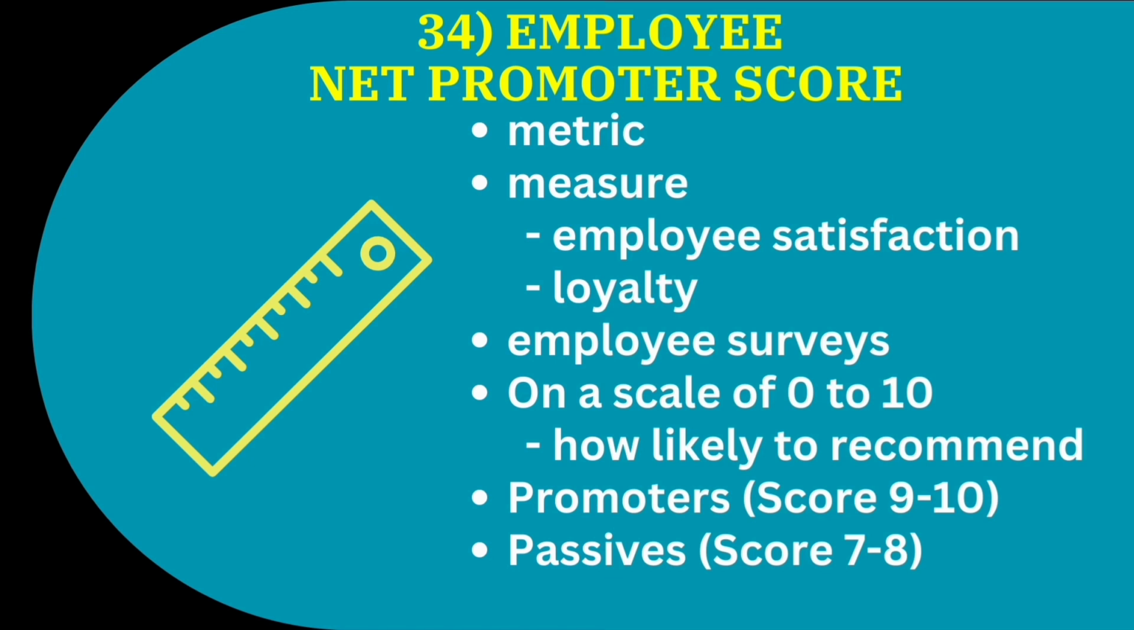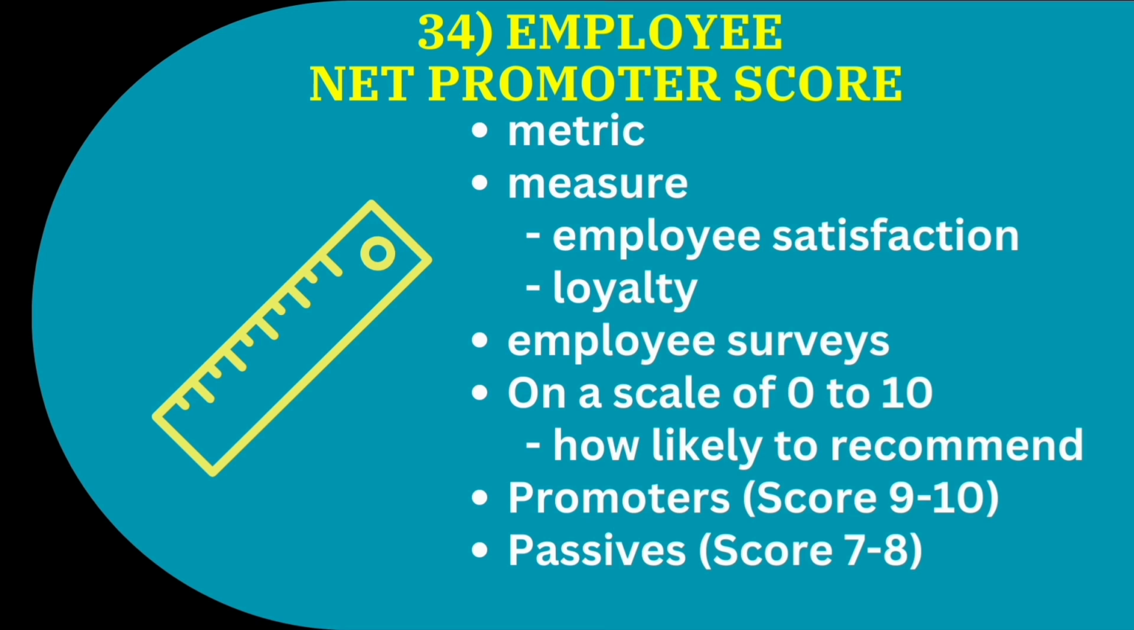Now, if the score is between 7 to 8, now this is an example. It could be that a company has set other criteria for this scoring, but this is just an example. These employees who scored between 7 to 8 are generally satisfied but may not be as enthusiastic as promoters. Means they won't be promoting our company much. They are somewhat neutral and might not actively recommend the company.